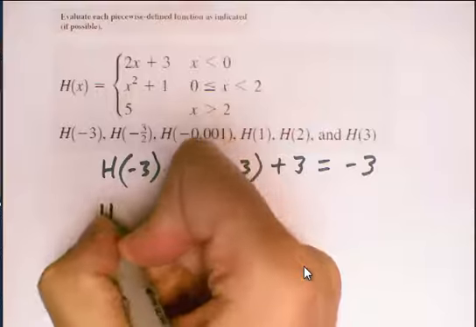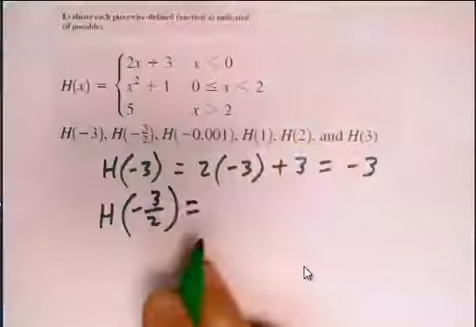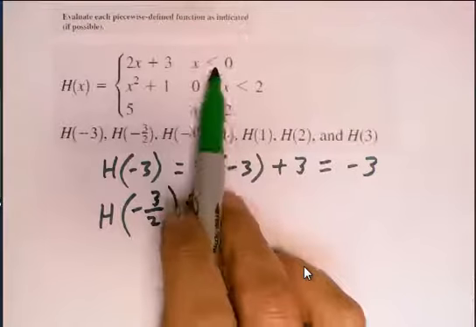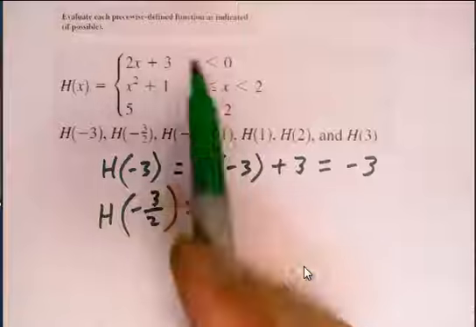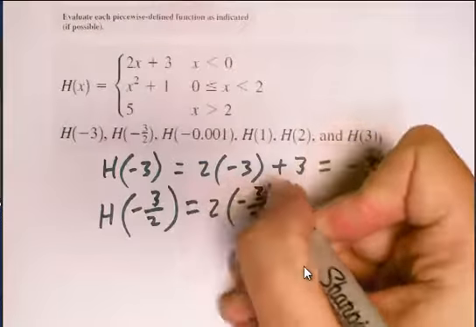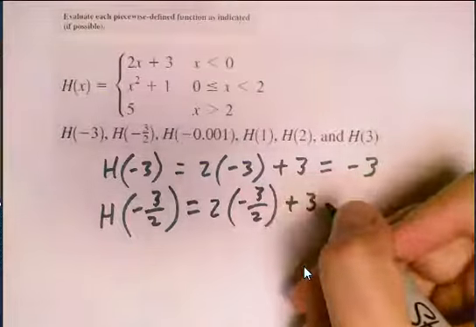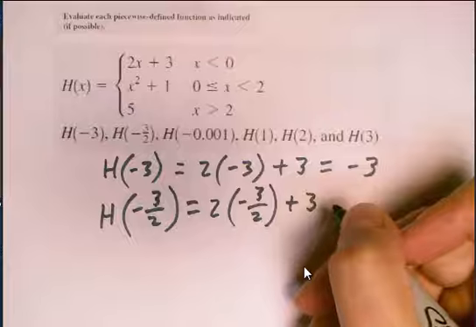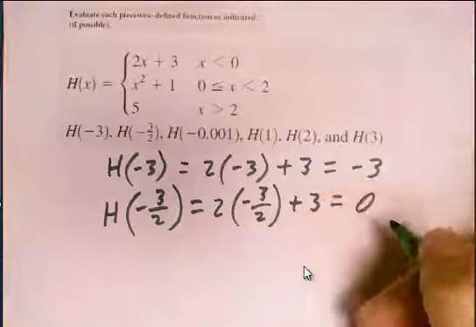h of negative 3 over 2. Again, we look up here. Negative 3 over 2 is going to be in this top one because that's less than 0. We plug that in, so we get 2 times negative 3 over 2 plus 3. And that gives us an output of 0. Let's try the next one.